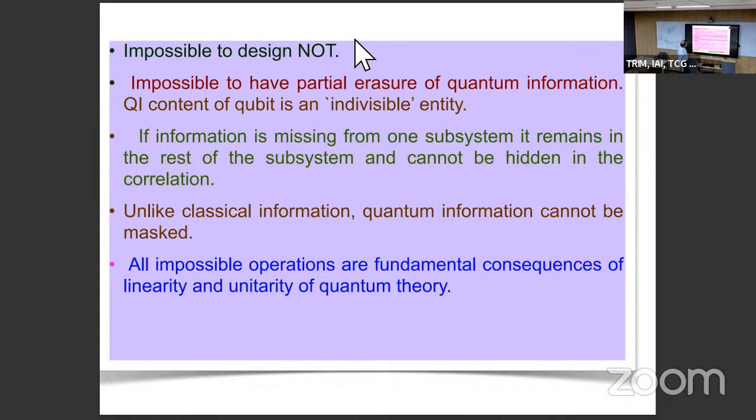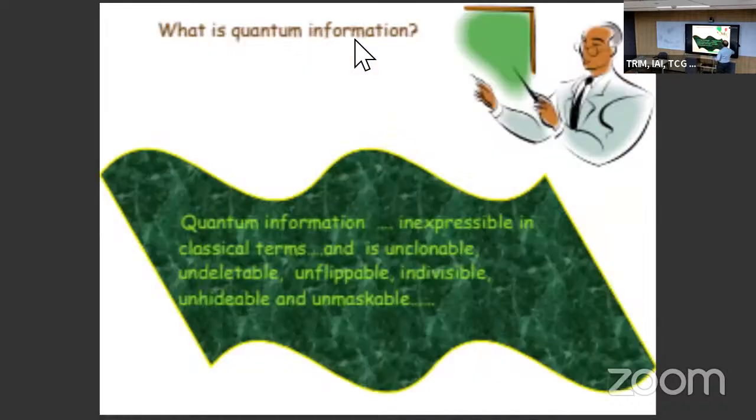The no-masking theorem tells you that quantum information cannot be masked. All these impossible operations that I tried to highlight are fundamental consequences of the two features, that is, linearity and unitarity. So with that, I can try to answer the question that I raised in the title of my talk.